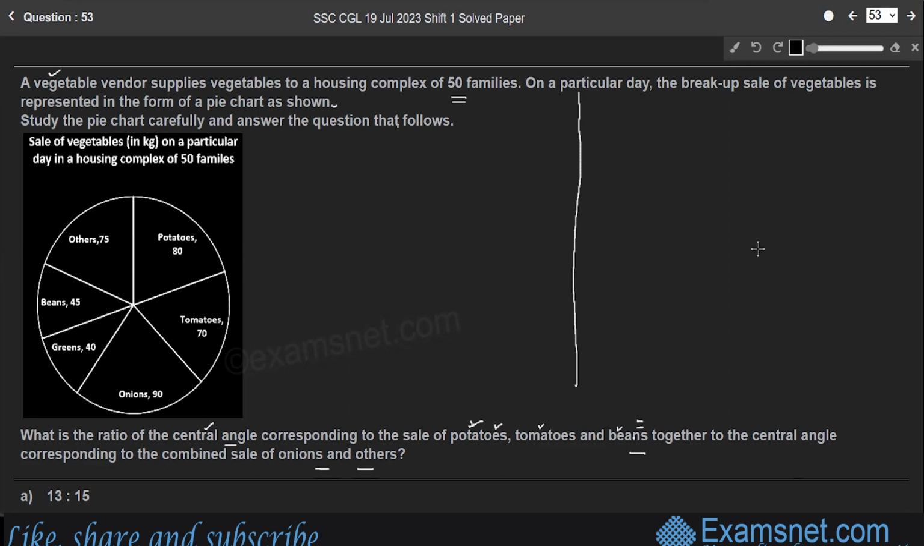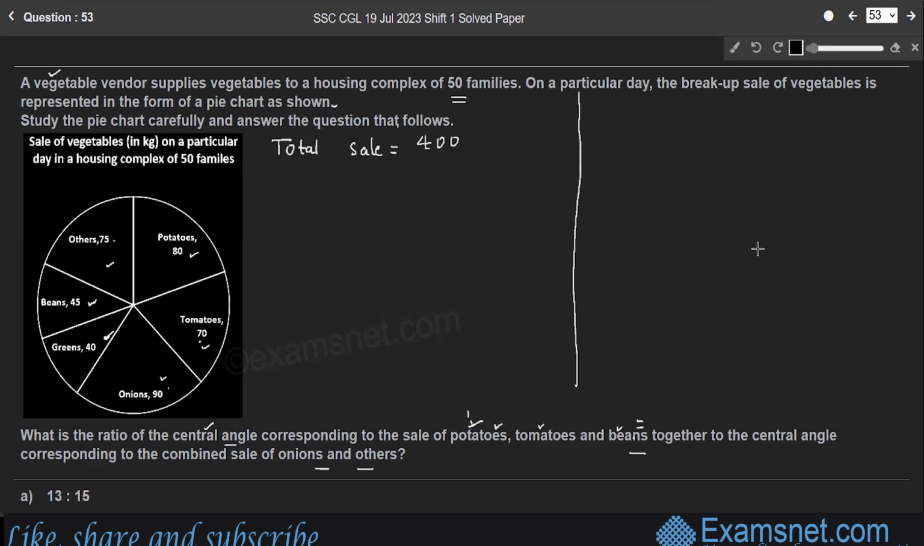So first let us take the central angle corresponding to the sale of each vegetable here. For that, we need the total sale, right? So before going to the central angle, the total sale of vegetables here is 80 plus 70 plus 90 plus 40 plus 45 plus 75, right? So 80 plus 70, 150 plus 90, 240 plus 40, 280. So 325, 330, 400 is the total sale, right? In which we'll take potatoes, tomatoes, beans together.